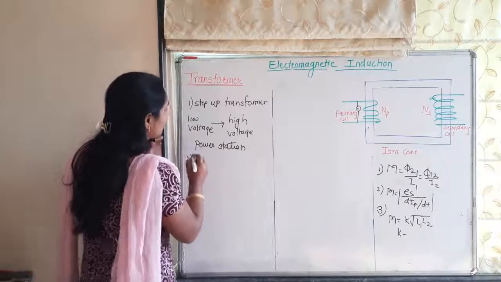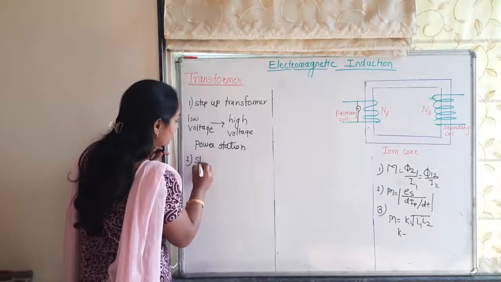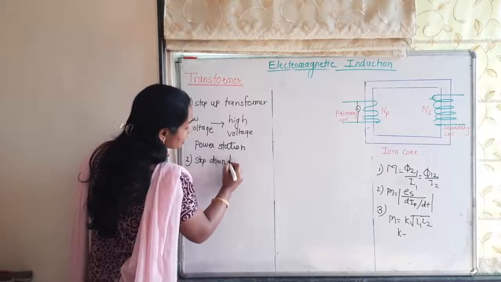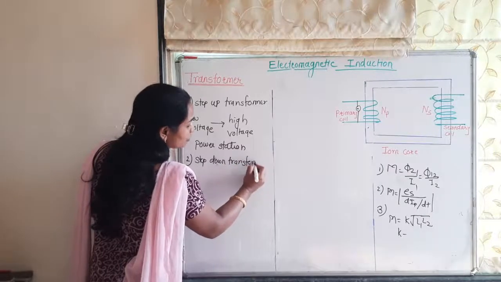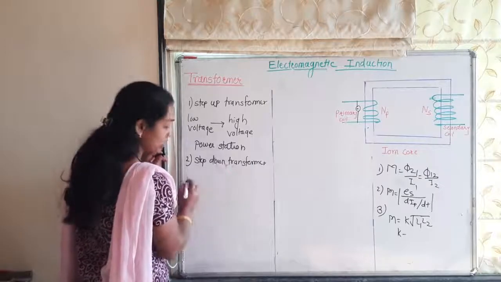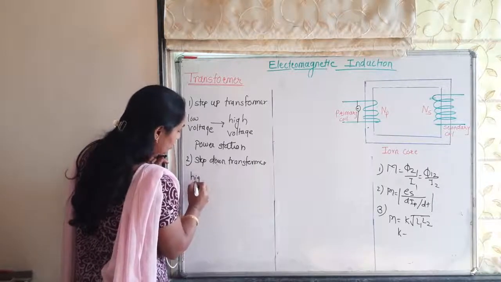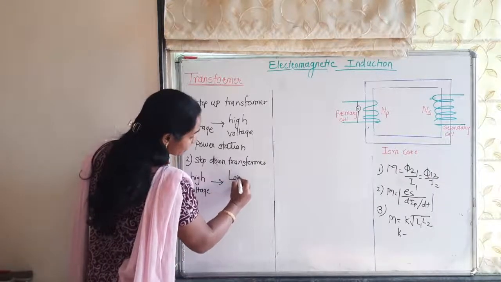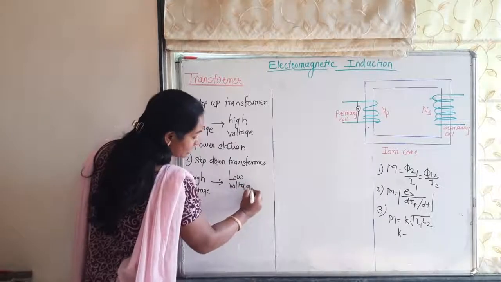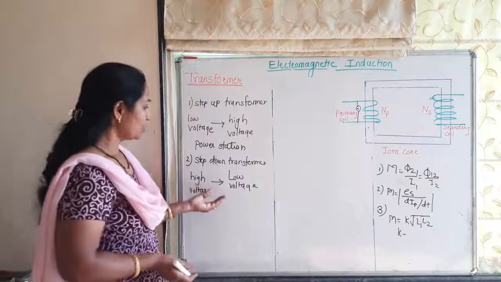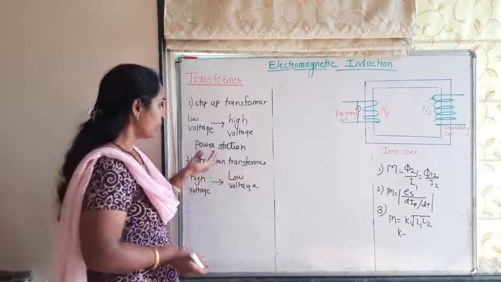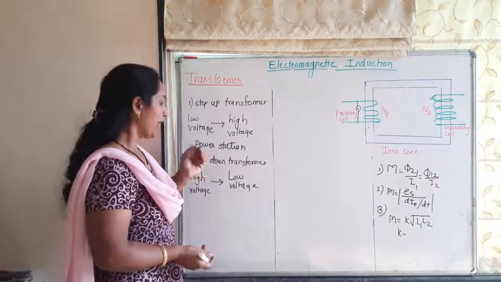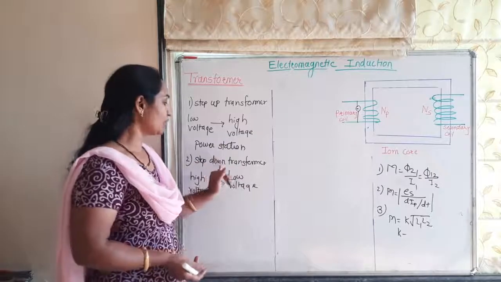The second type is the step down transformer. In the step down transformer, high voltage is converted into low voltage. In our houses we use the step down transformer. In the power station there is high voltage, and this high voltage is converted into low voltage and then transmitted.